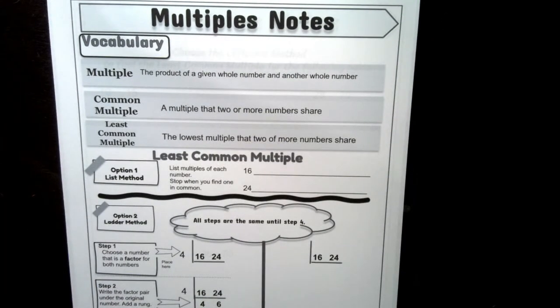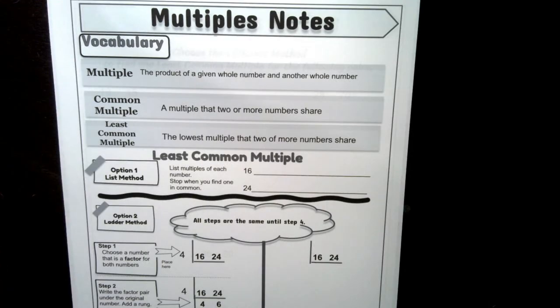Hello, these are the notes for multiples. Let's start with our vocabulary. A multiple is the product of a given whole number and another whole number. So in other words, multiples of 2: 2, 4, 6, 8, 10. Because 2 times 1 is 2, 2 times 2 is 4, 2 times 3 is 6, and so on.